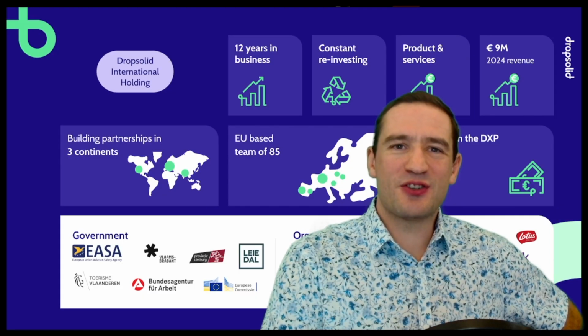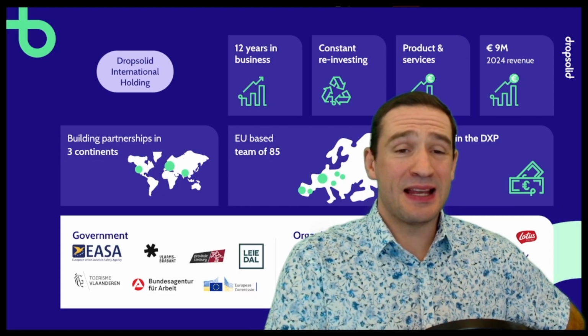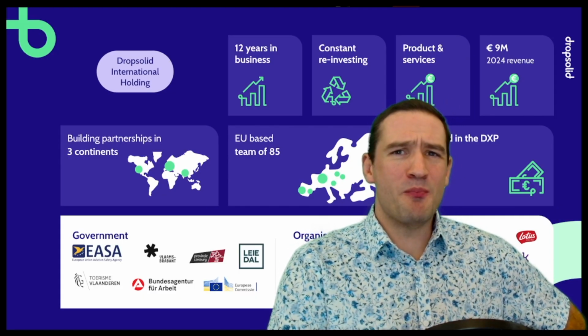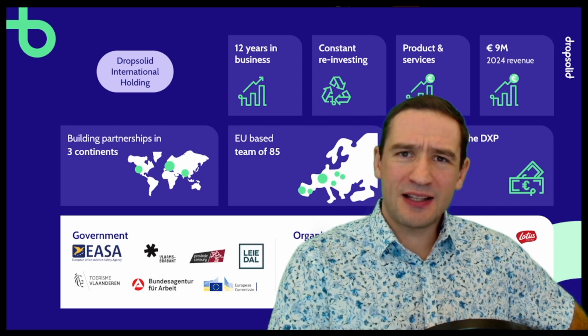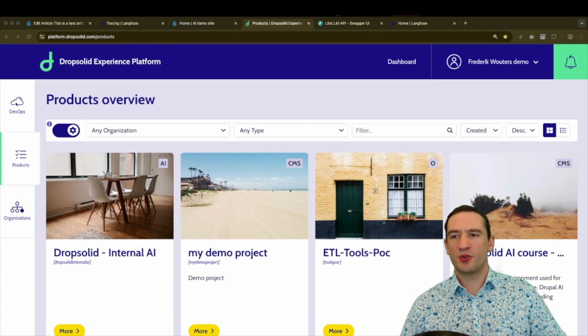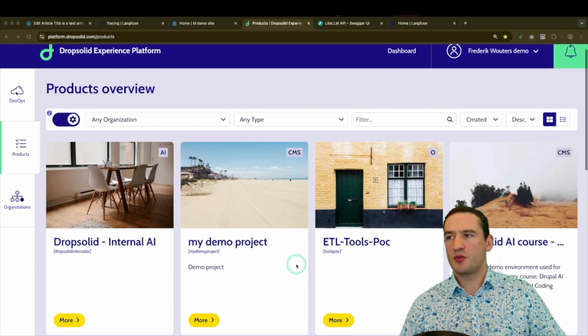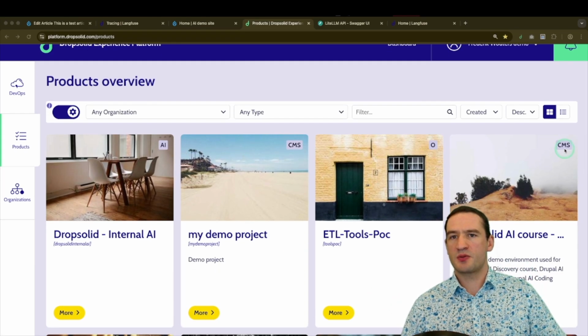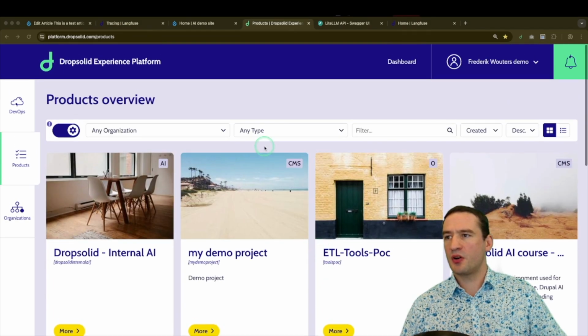Those were some really cool features in marketing automation and in CMS, and it's only the tip of the iceberg. We have many more that we can show you. Let's now go into the platform and see how you can do things there. When you log on to the Dropsolid platform, you can see that there's a number of products. You see AI products, CMS products, marketing automation products, other tools.